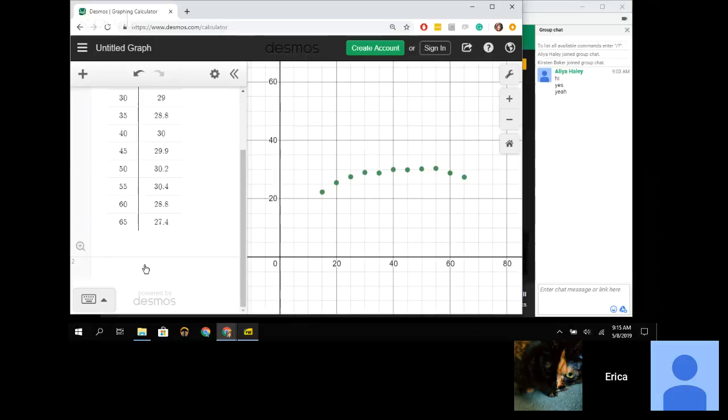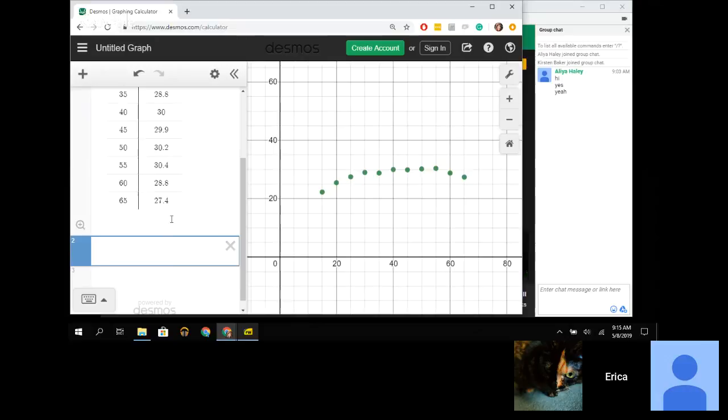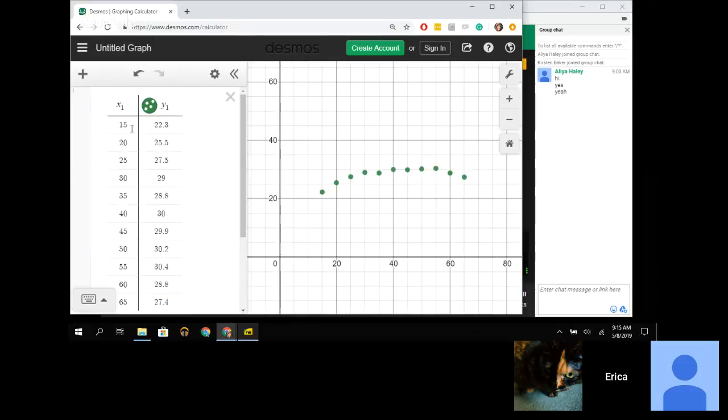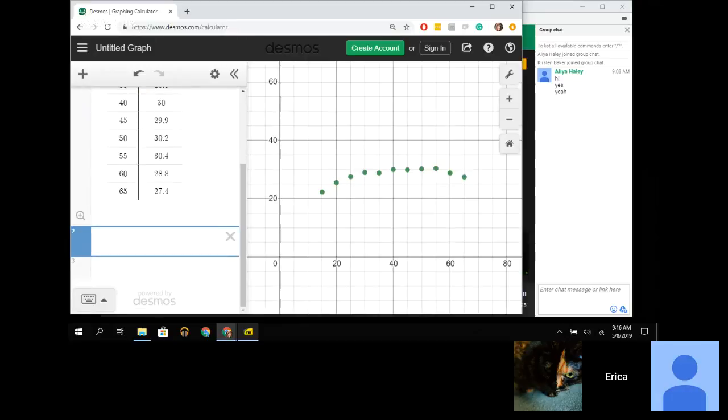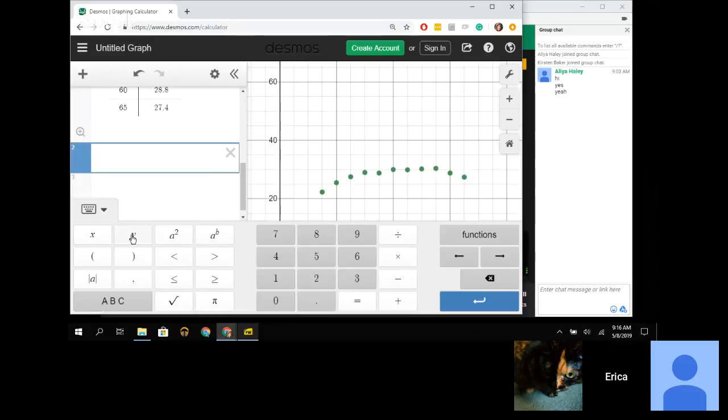So in Desmos, you can ask Desmos to model your data. Notice that your X values are X sub 1 and your Y values are Y sub 1. So we want to figure out an equation that models this. What you can do is make a little model. And I'm going to type this in and then I'll explain it.